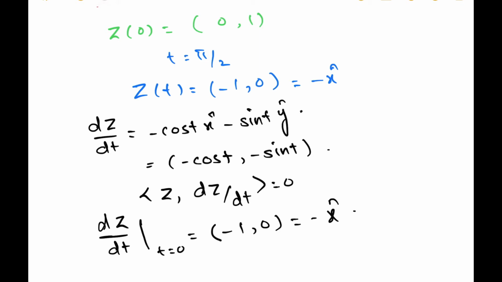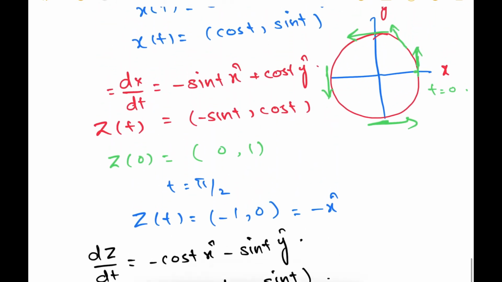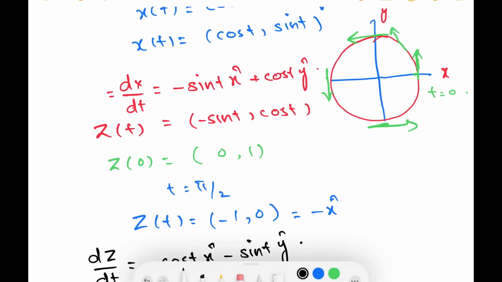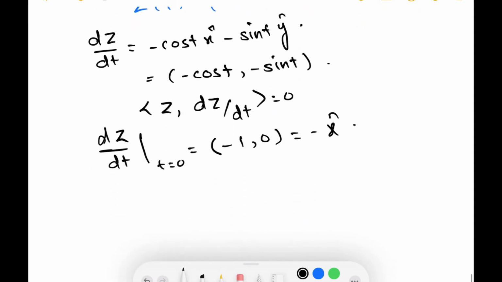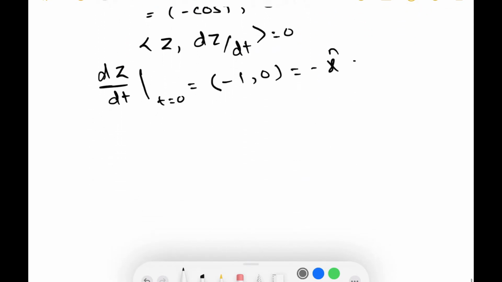Now if I plot this here, what will I obtain? The vector will come in this direction. So you can see that the angle between them is 90 degrees, pi by 2. So they are perpendicular, and therefore their inner product is 0. You can do this for all points. For example, at t equal to pi by 2, what will happen?